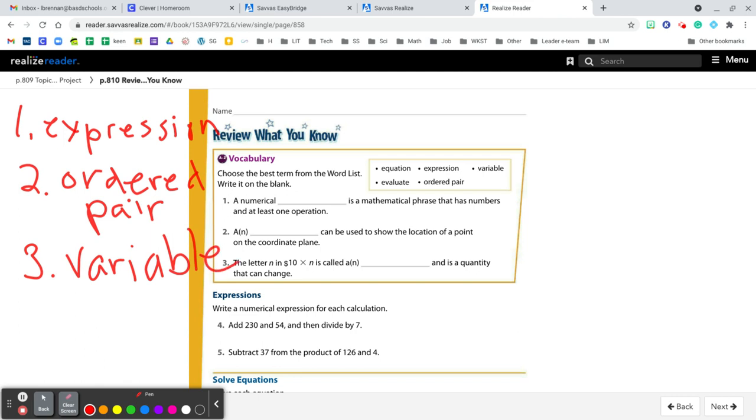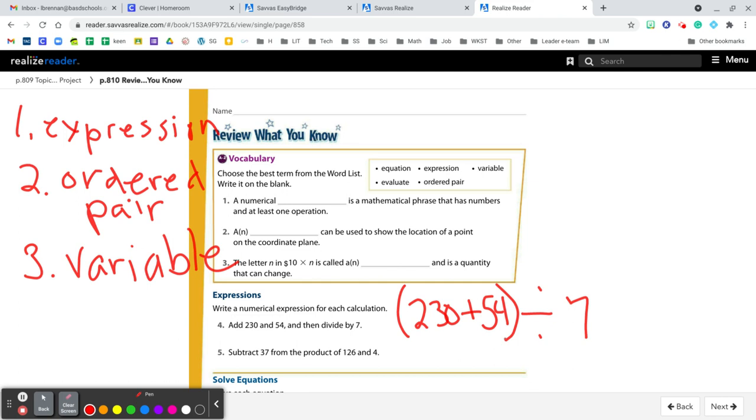Write a numerical expression for each calculation. Add 350 and 54, and then divide by 7. We know when there's an "and then," that's our last step. So we're going to add 350 plus 54, and then divide by 7.